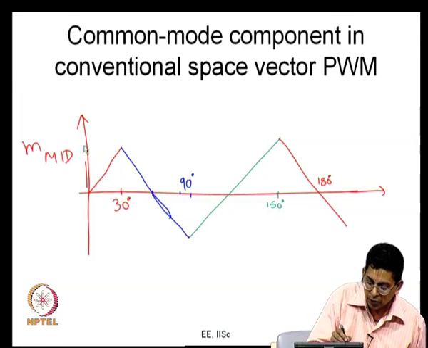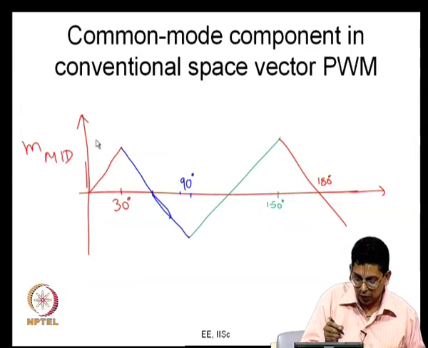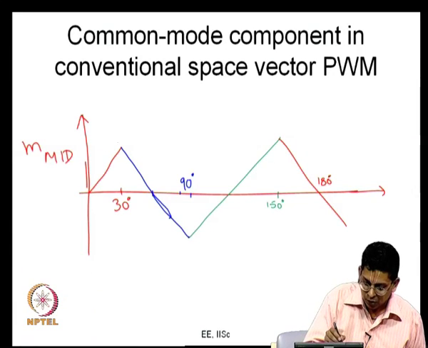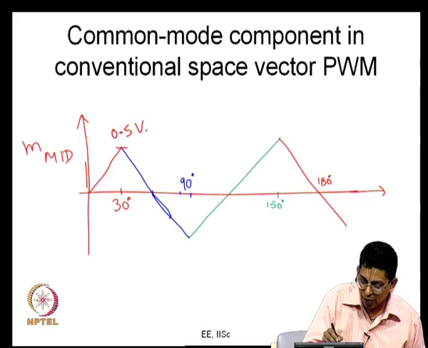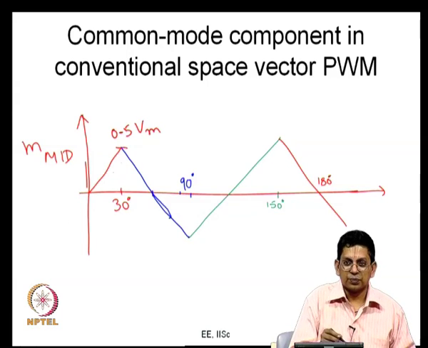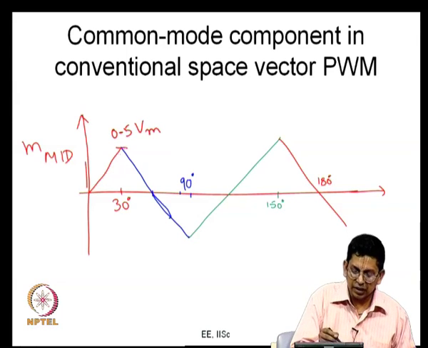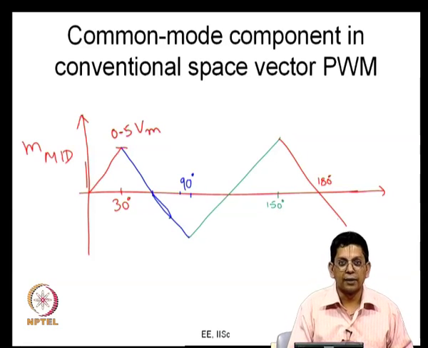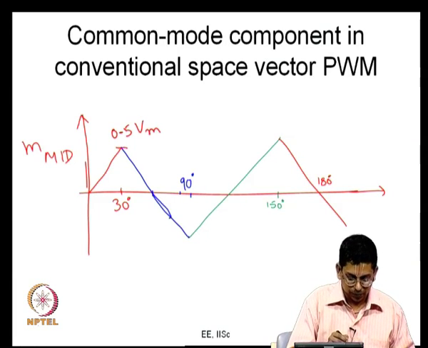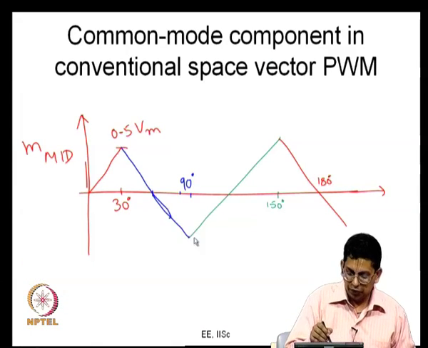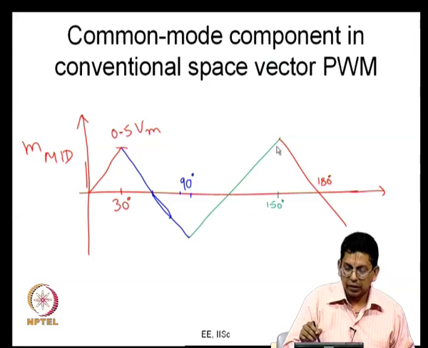Let me also write this value, sorry. So, this is going to be 0.5 times Vm, because it is Vm sine 30 degree. And in the initial portion between minus 30 and plus 30 degree, the sine wave is going to look almost like a straight line. That is why I have drawn it almost like a straight line. Then it is B phase, then it is the yellow phase.